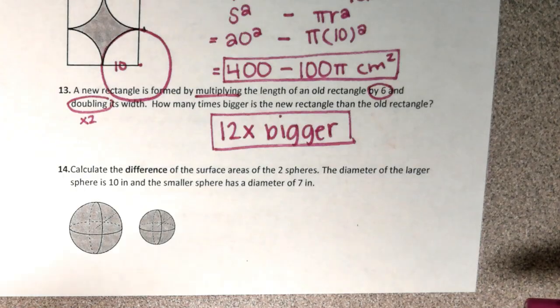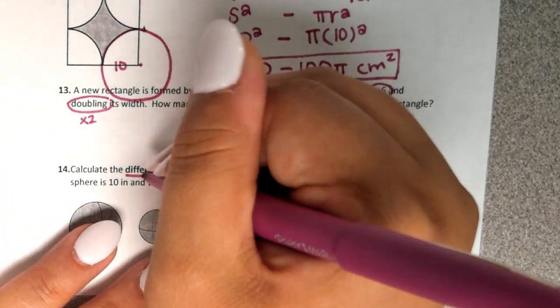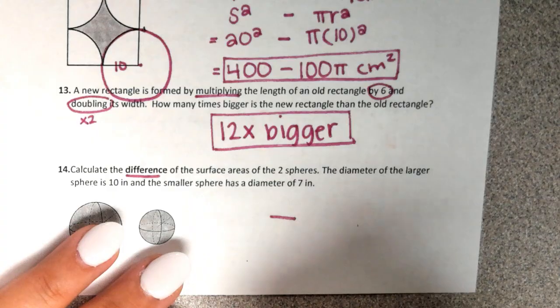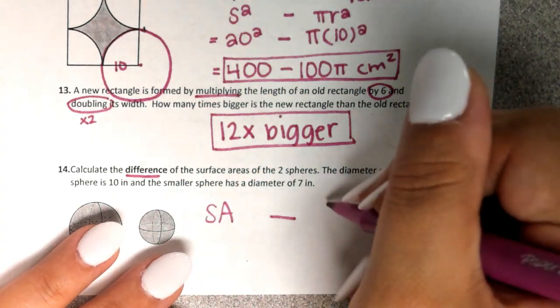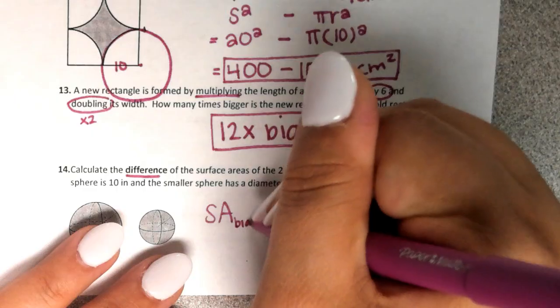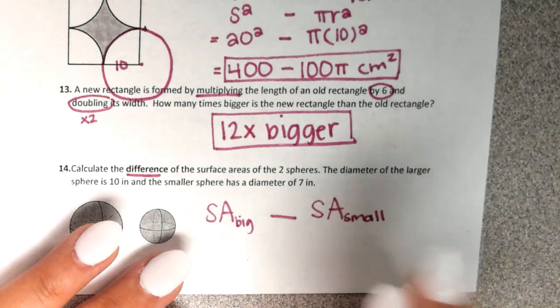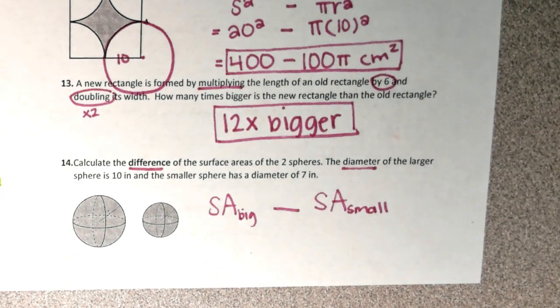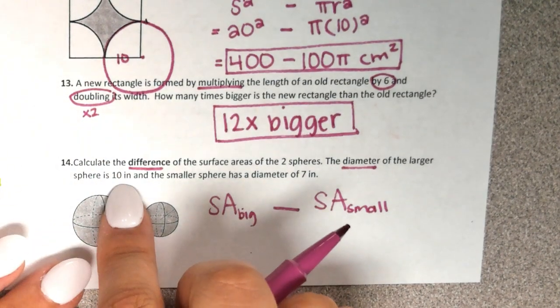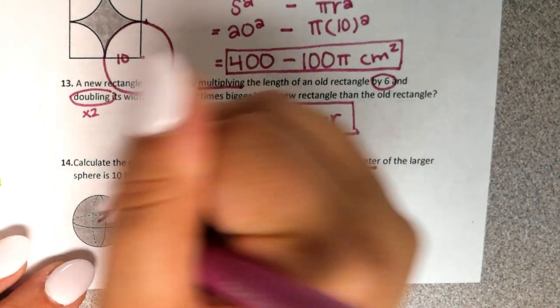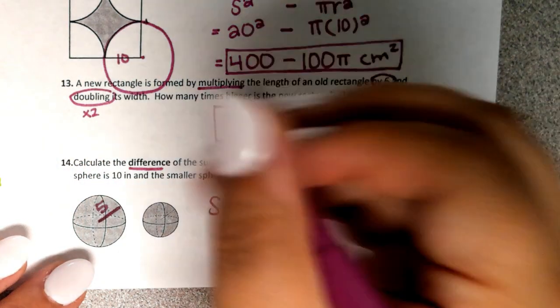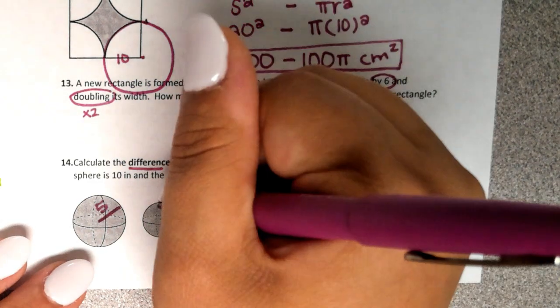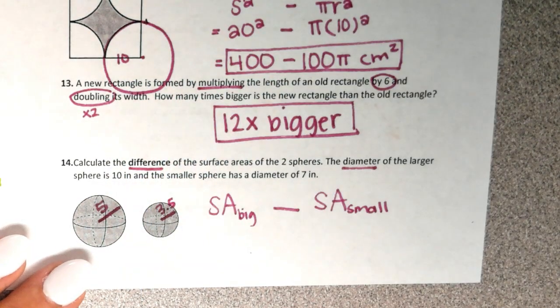All right, last one. We just did this. It says calculate the difference. What does difference mean? Subtract. Of the surface areas of the two spheres. Do you agree one sphere is big and one sphere is small? Be careful. They're trying to trick you. What did they give you here? The diameter. They're hoping you're not paying attention to that word. If the diameter of the larger sphere is 10, what does that mean? The radius is 5. And the diameter of the smaller sphere is 7, what is this radius? 3.5. And what is the formula for surface area of a sphere?